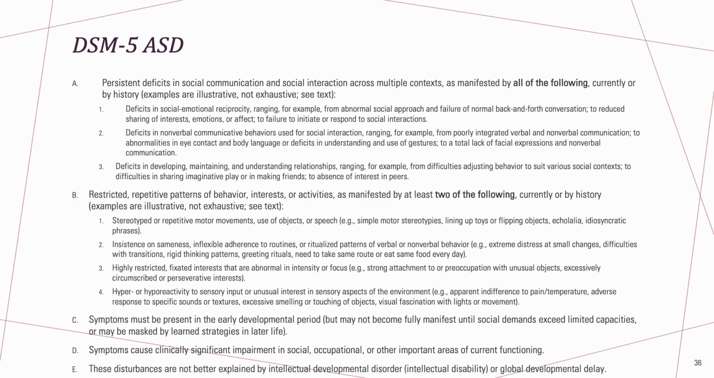So criterion A tells us that there are persistent deficits in social communication and social interaction across multiple contexts as manifested by all of the following, either currently or by history. That would include retroactive reports by the parents who are reflecting on the child's history and the behaviors that they demonstrated in early childhood. So all three of these things need to be present: deficits in social emotional reciprocity, deficits in non-verbal communication, and deficits in developing, maintaining, and understanding relationships.